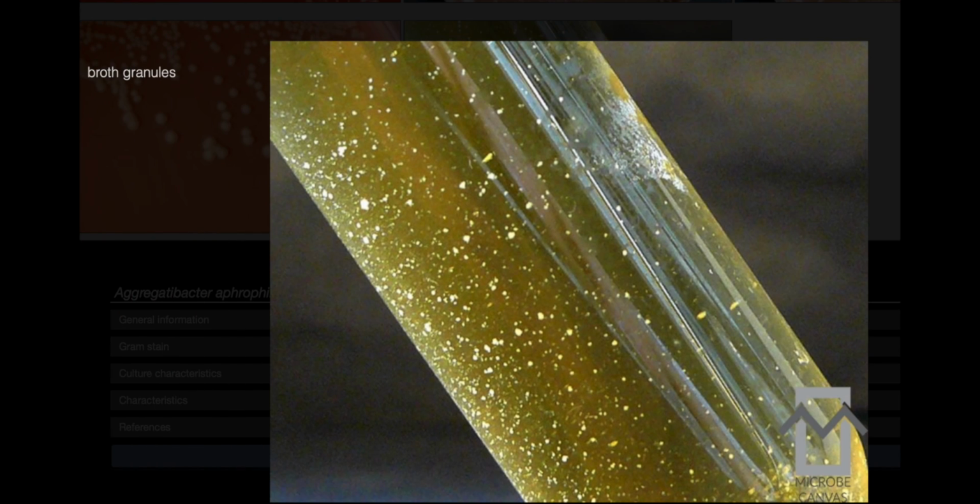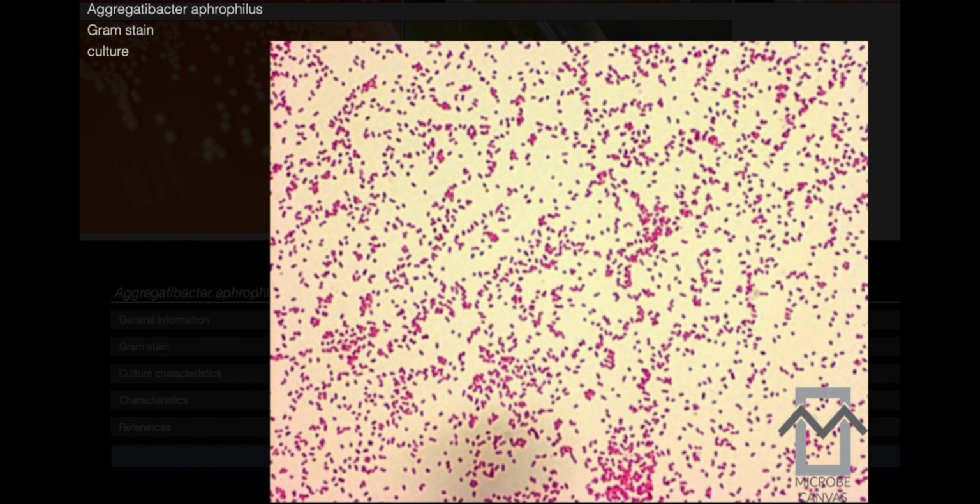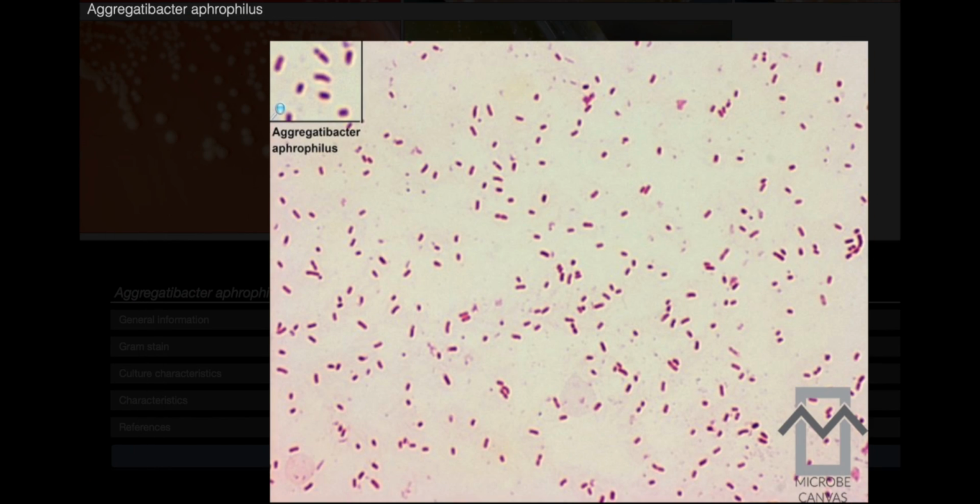Poem. Aggregatibacter, once Haemophilus known, in oral realms, its presence shown. From dental plaque, it may arise, an opportunist in disguise. Gram-negative, with rods so small, bipolar staining stands out from all. On blood agar, colonies thrive. In broth, its granules come alive.